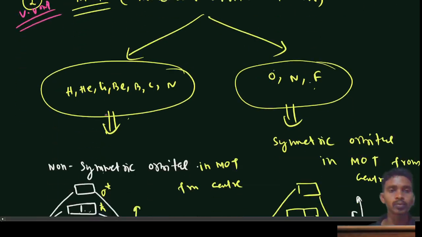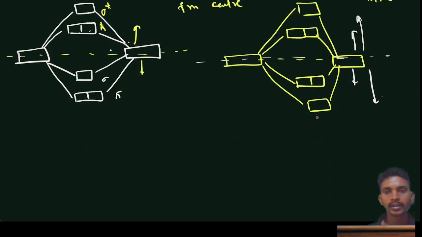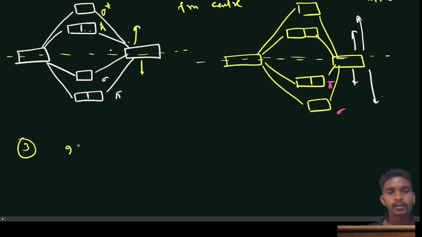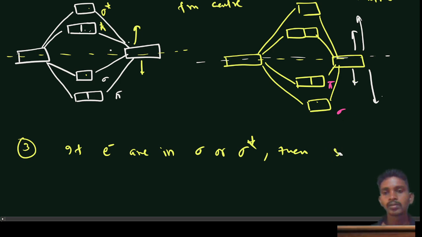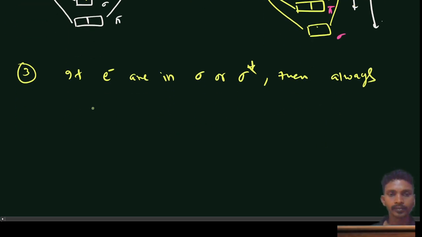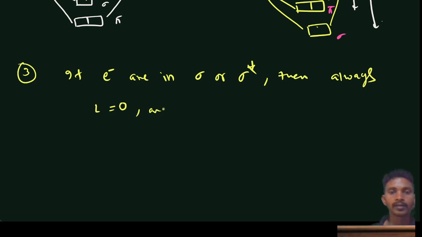Next we will remember that this is the sigma and this is the pi. The third thing we have to remember is that if electrons are in sigma or sigma star, then the L value is always 0, and that always comes positive. That is how we'll discuss.